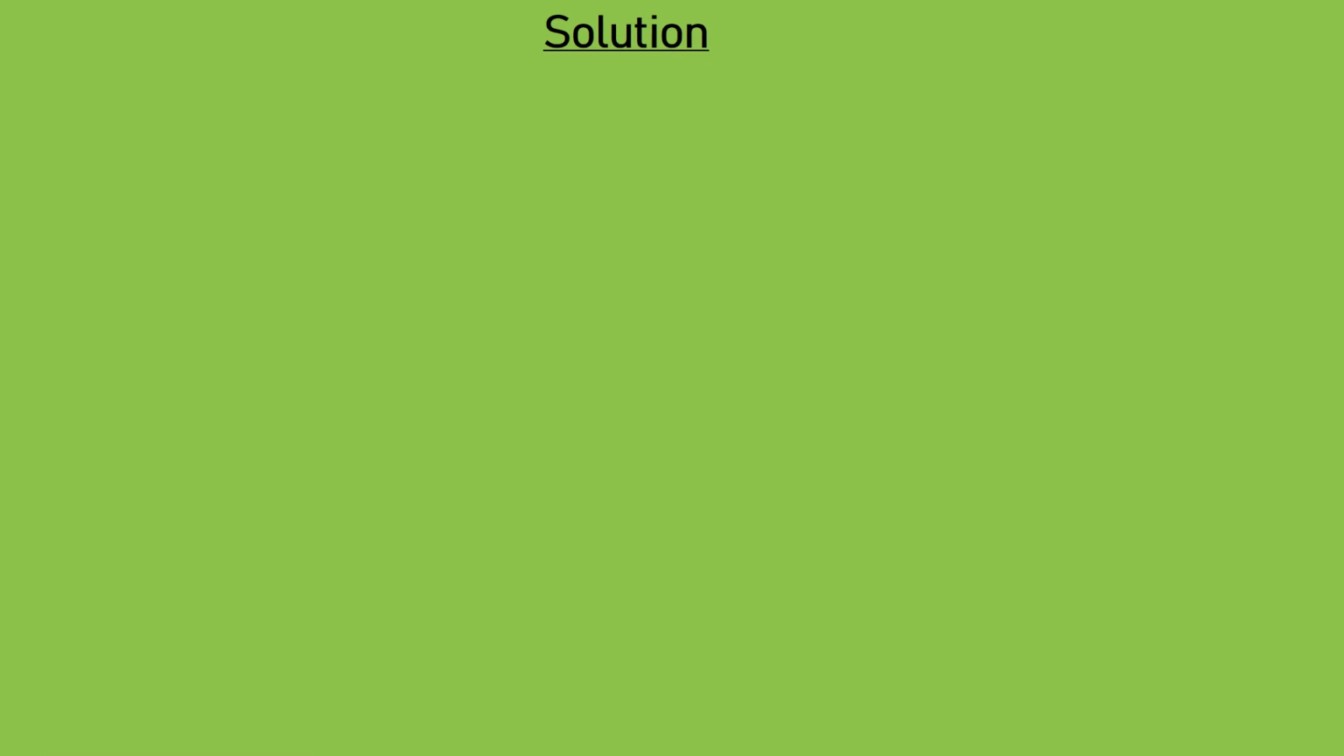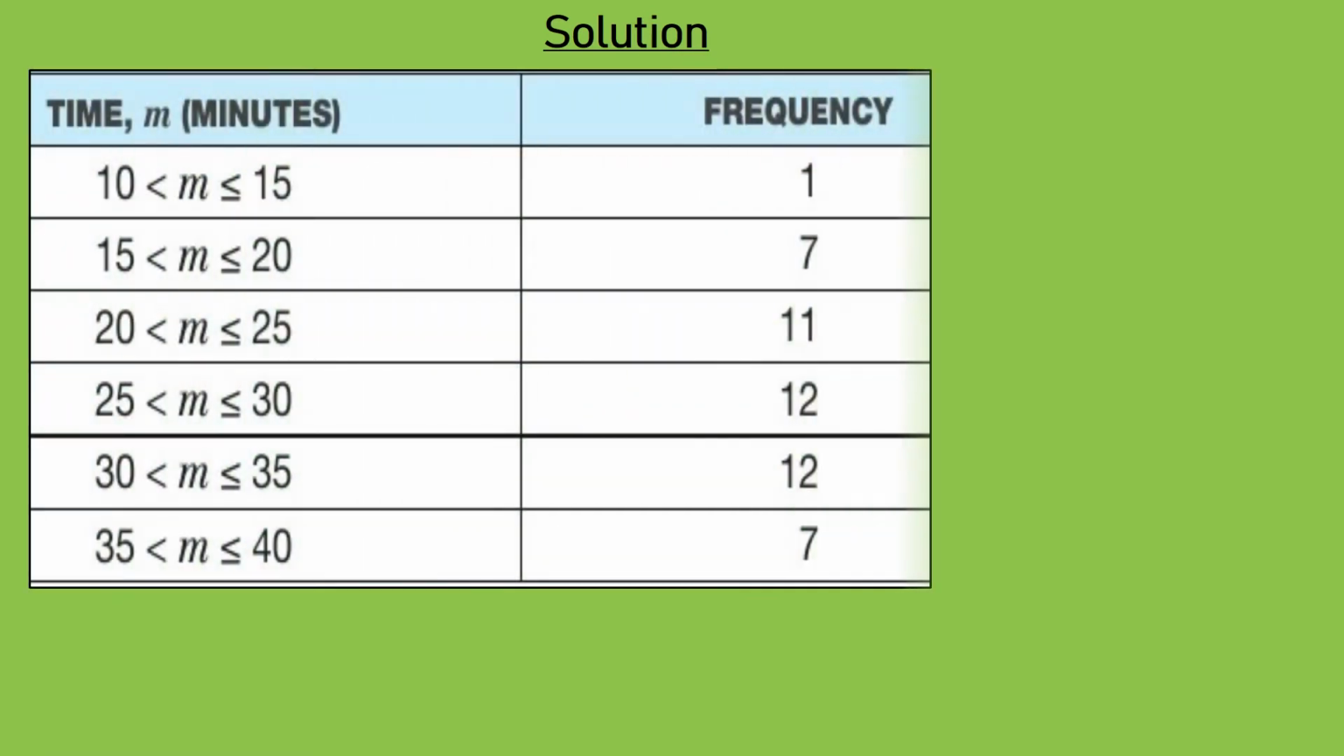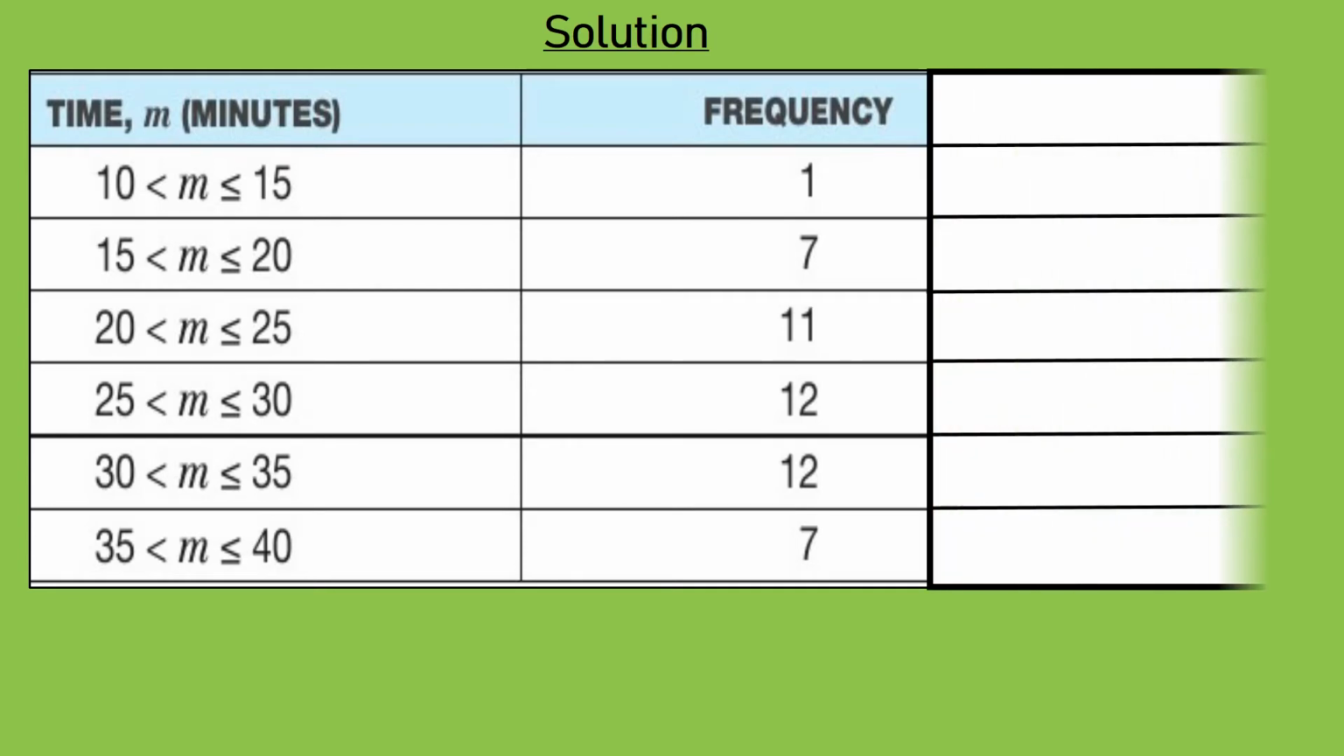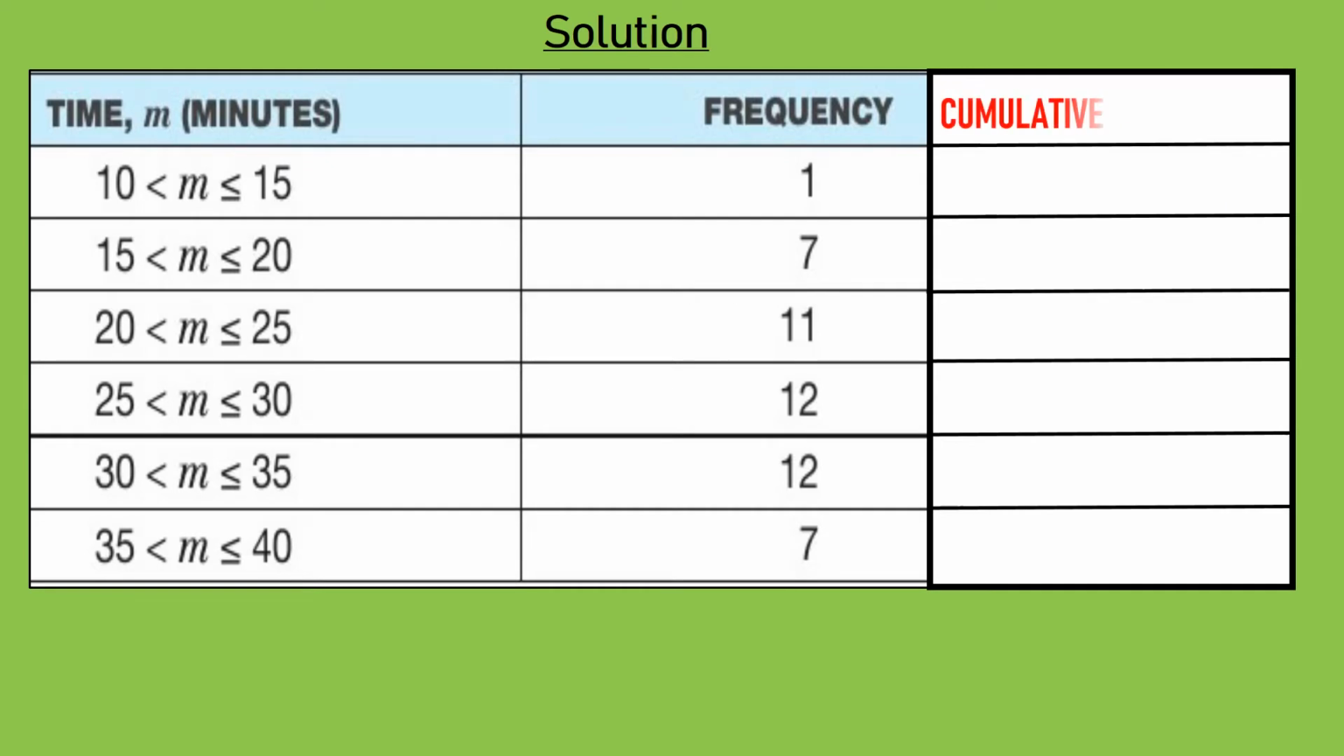Solution. First of all, this is the table given. It shows us the time and the frequency. We are supposed to add another column for the cumulative frequency. And to fill this column, first of all, we need to understand that the cumulative frequency means the running frequency totals on that column.